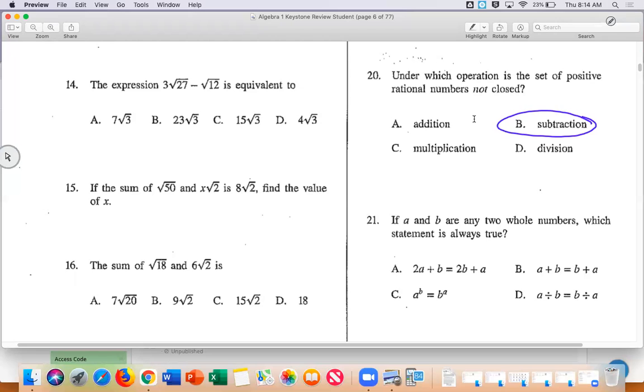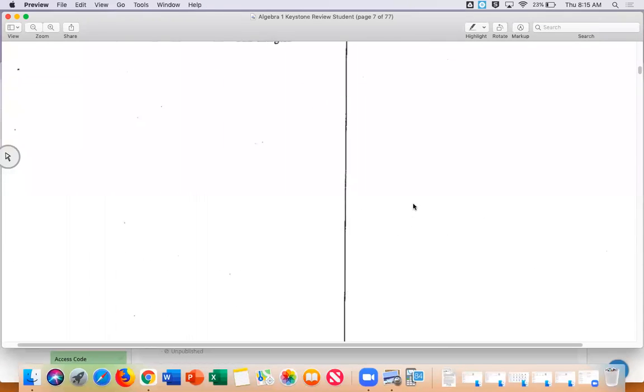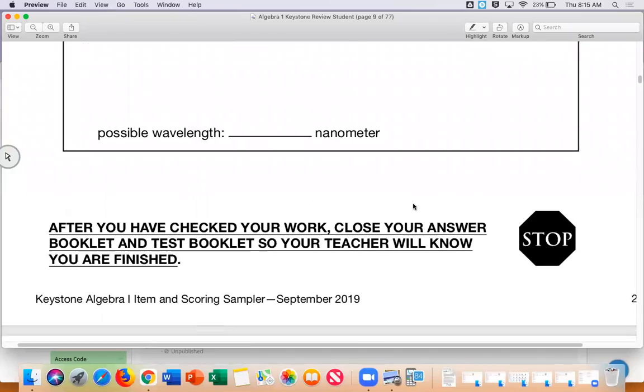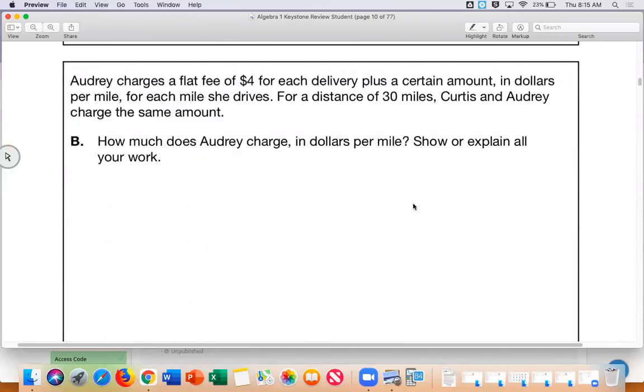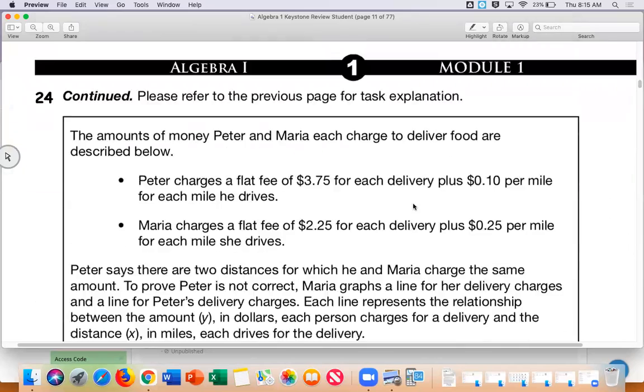All right. Any others? You guys all good? Okay. So let's scroll to the next section. All right.